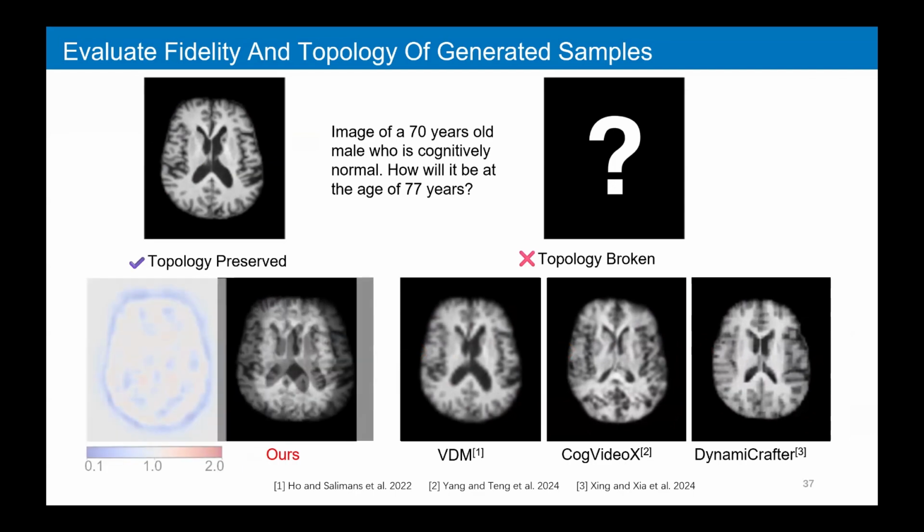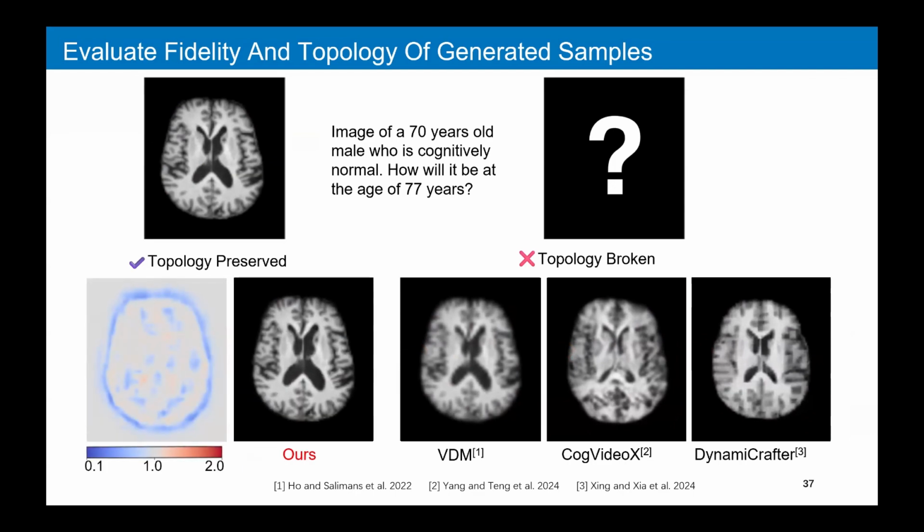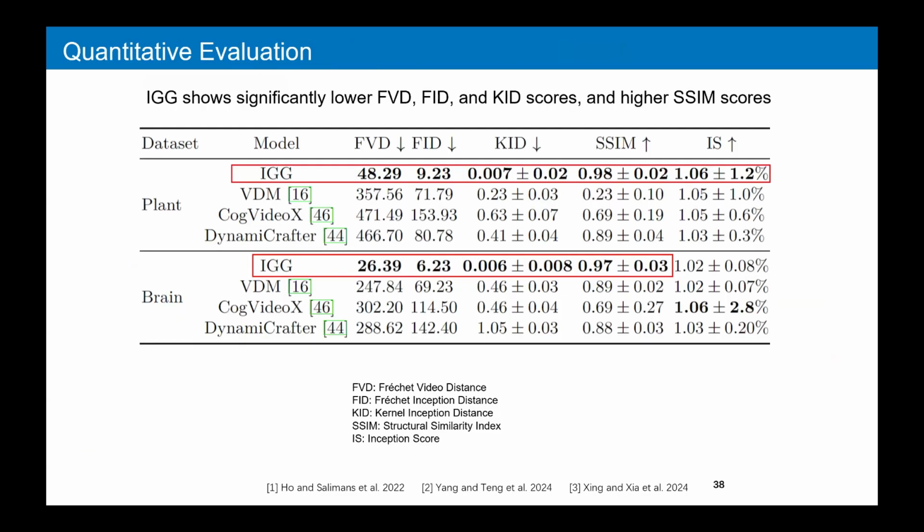We further compute the determinant of Jacobian values for the deformations generated by IGG, which is not available for the baselines since they don't output the deformations. We can see that the determinant of Jacobian values are above zero, indicating no topology breakage and confirming IGG's ability to maintain the anatomical integrity. We also use the regular metrics that people always use for generative models. We can see IGG achieves the best performance.